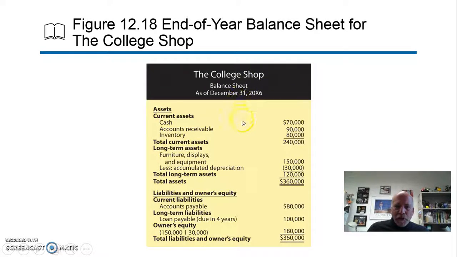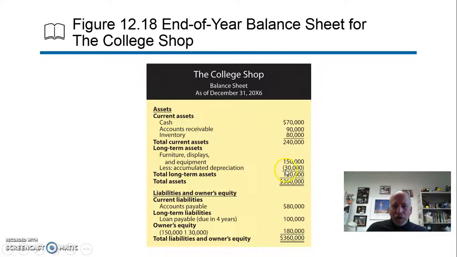Here's a balance sheet that has a little bit more detail than the ones we've looked at. Cash, accounts receivable, inventory. Again, these are assets. These are things of value to the company. Long-term assets, furniture and equipment. So our total long-term assets are $120,000.